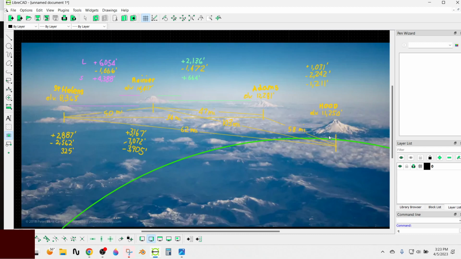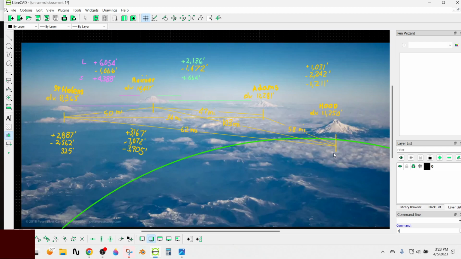You'll notice that Adams and Helens are near centered, as is Rainier. It's centered in the actual mileage and it's centered in the actual photograph.